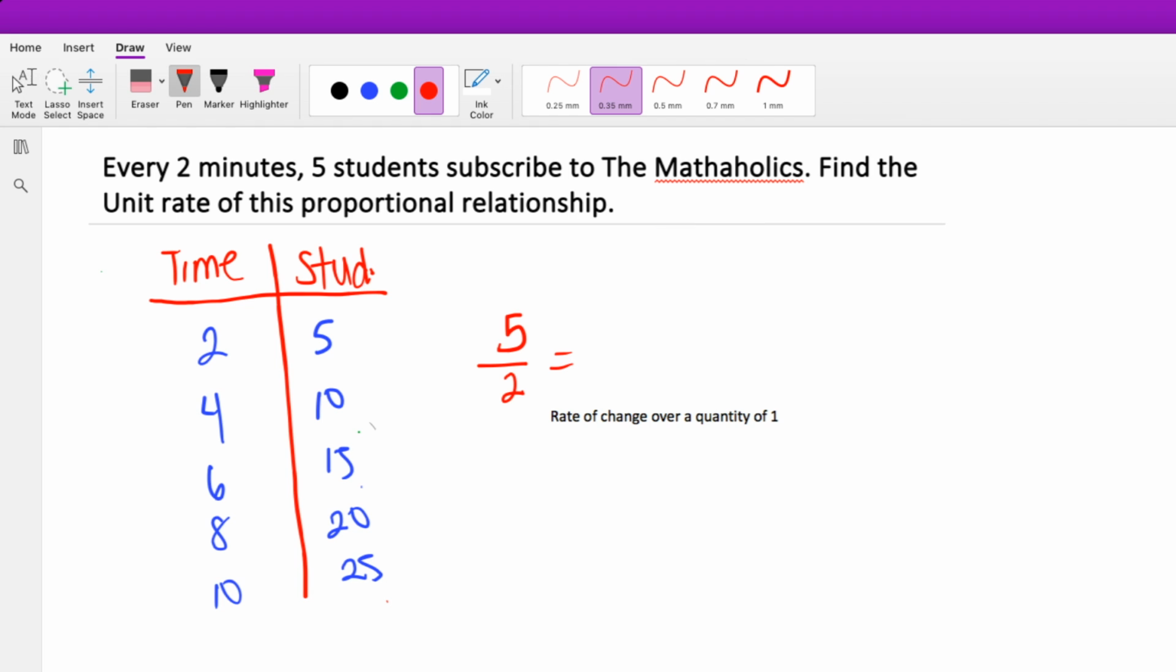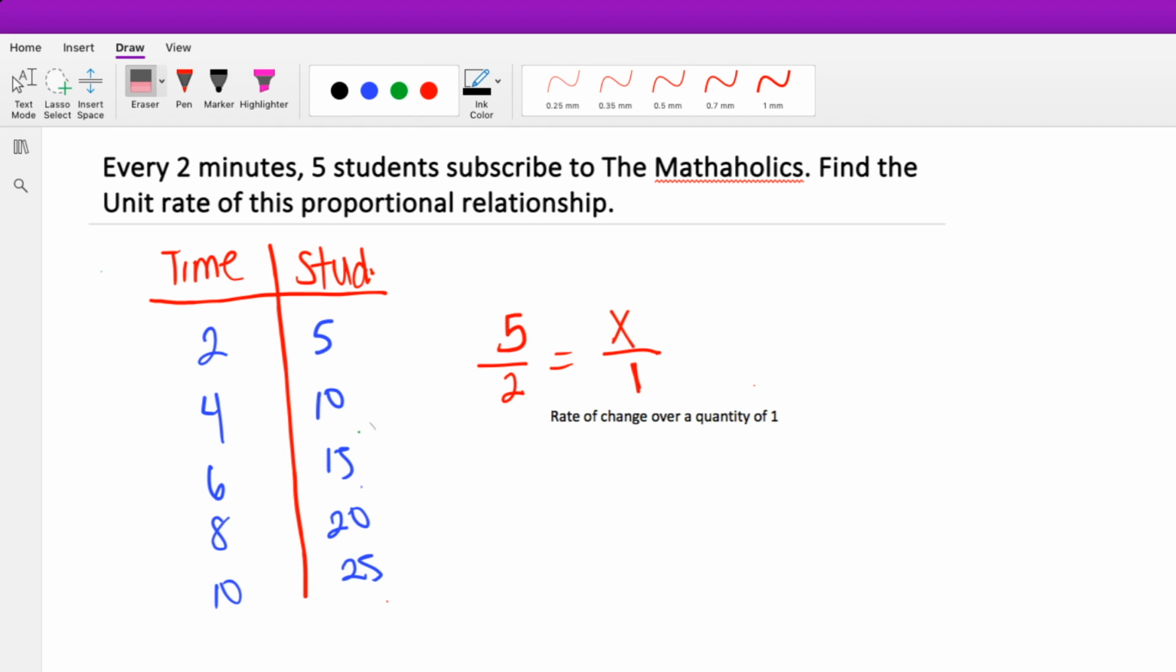Equals, how am I going to set up this proportion? We know that we need something over a quantity of 1. So for sure we're going to need to have a 1 down there. And then we need something, and we don't know what that something is, so I'm going to go ahead and make that our x. And now all we have to do is cross multiply.